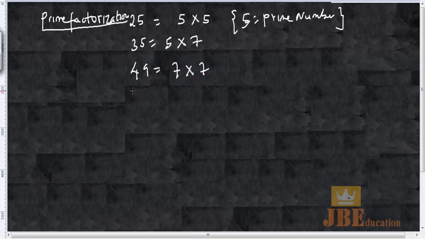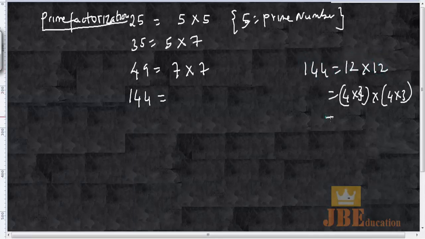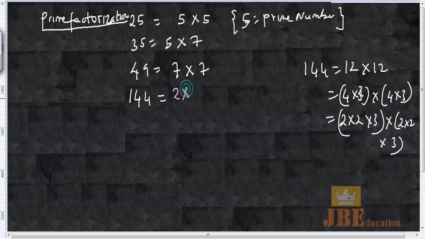For 144, can we have a prime factorization for 144? Now let me express 144 as 12 multiplied with 12, but 4 is not a prime factor. So I can rewrite 4 as 2 times 2. So I would now have the solution set to be 2 times 2 times 3 times 2 times 2 times, okay, finally we got the 3 there.